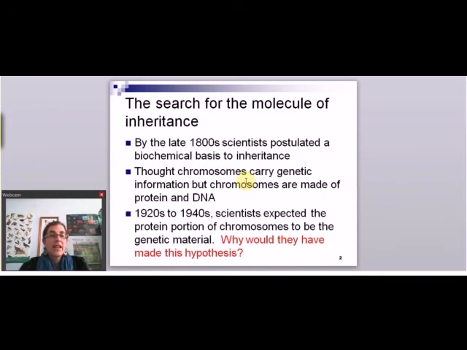So in the late 1800s, scientists realized that there would have to be a biochemical basis to inheritance, and what that means is that there's a chemical molecule that's responsible for inheritance. Why is that such a leap in science? Well, up until the late 1800s, there was a lot of other theories about inheritance, things like ether and gas or spirit that passed from one thing to another that carried the information. But by the late 1800s, scientists were really pretty sure that there had to be an actual physical molecule.